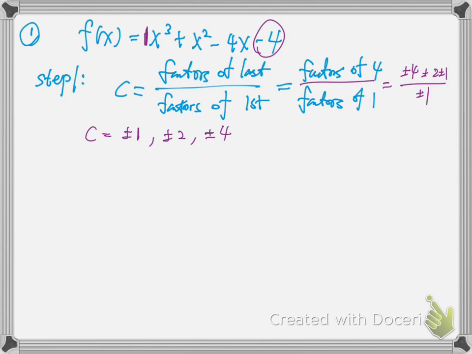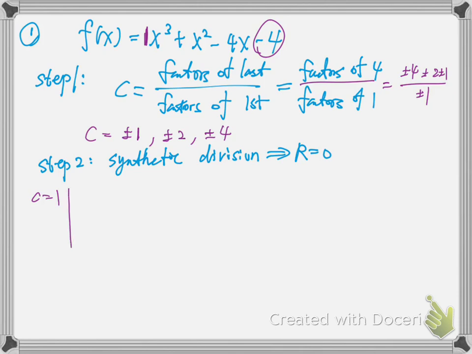That's step 1. And then step 2 is the synthetic division for all these c's, until we find the remainder 0. Okay, remainder 0. Division to find a remainder 0, for all these 6 c's, right? So now let's look at the first one. C is 1.